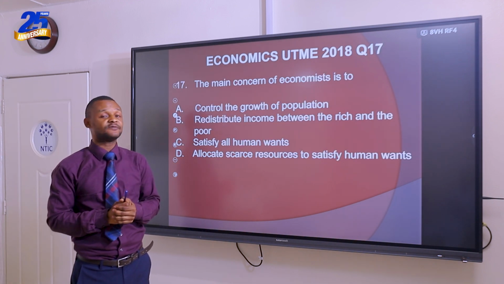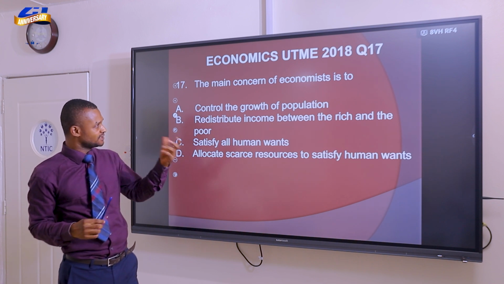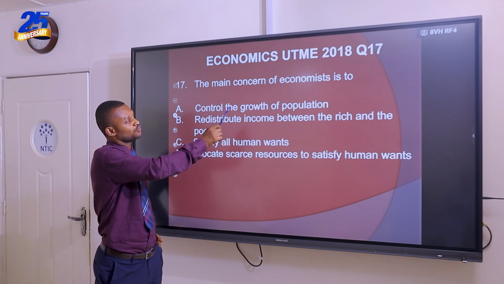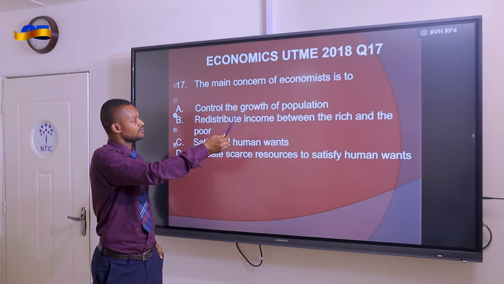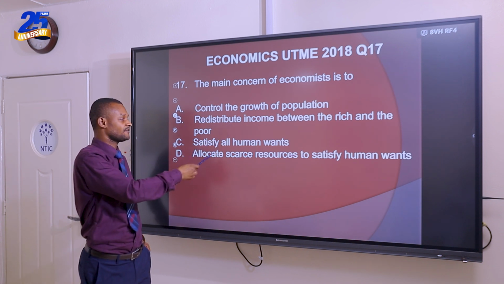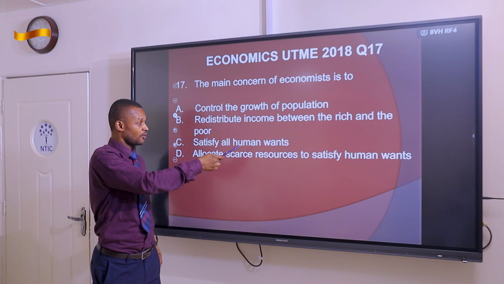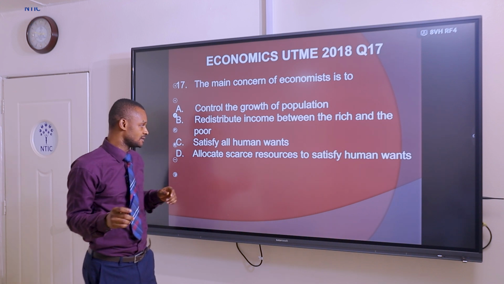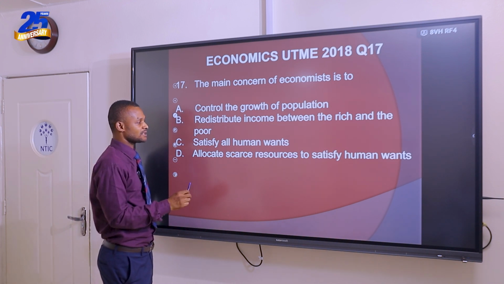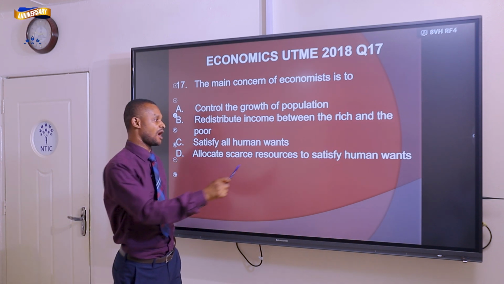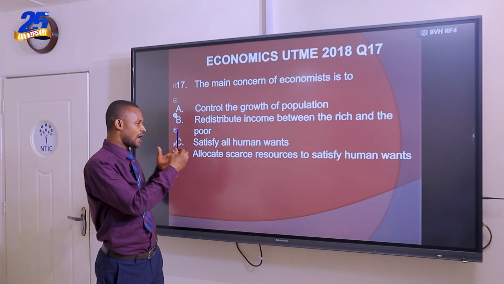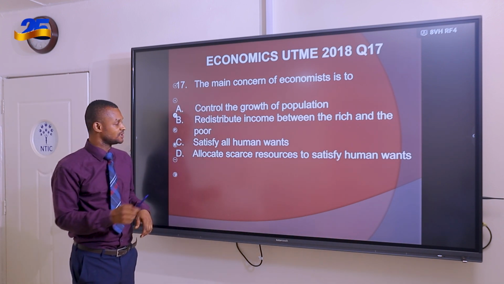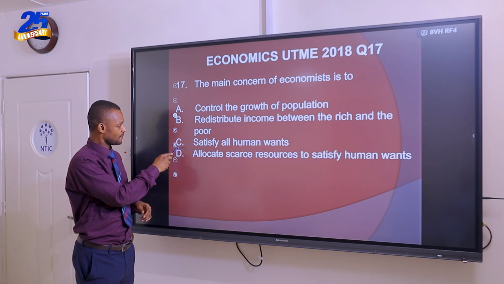17. The main concern of economists is to, now all these are concerns of economists. Economists, yes, want to control the growth of population. They want to distribute income between the rich and the poor, not really satisfy all human wants. It is not feasible or realistic to satisfy all human wants. Now, in economics, we talk about means and ends. So we believe that resources are limited while human wants are unlimited. So we look at how to allocate those scarce resources to satisfy human wants. So the main concern of economics is to allocate scarce resources to satisfy human wants.